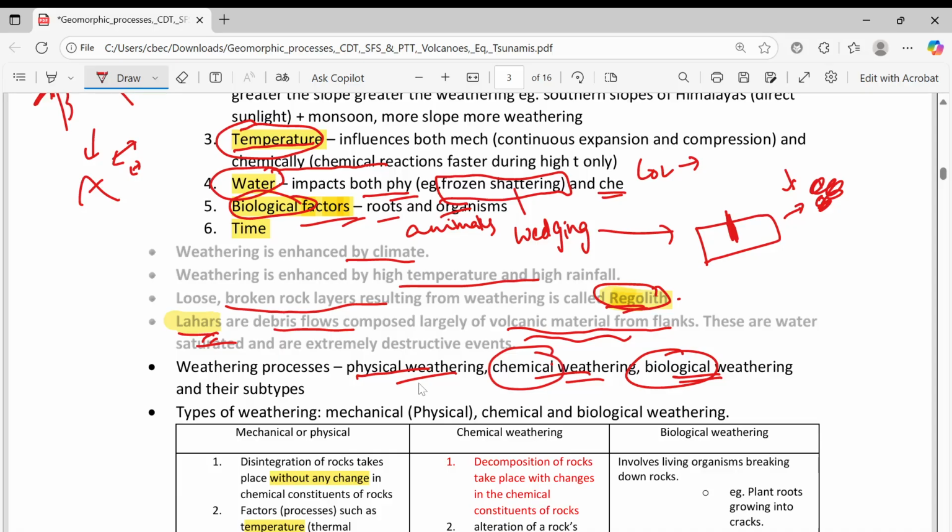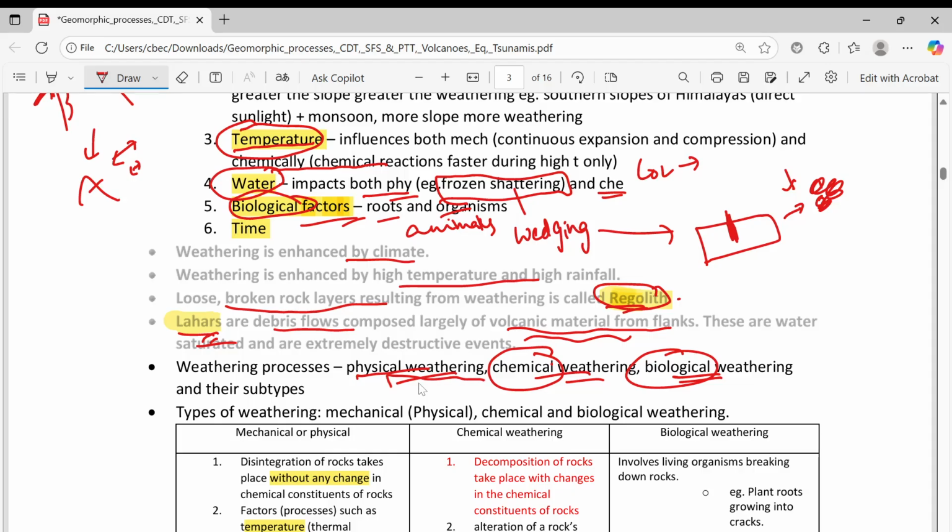Chemical means some chemical reaction will be happening. For example, CO2 mixing with H2O water forms carbonic acid. For example, you might have heard about the Taj Mahal, the color of the building is changing. The marble is weathering because of this acid rain. CO2 plus H2O creates acid rain.